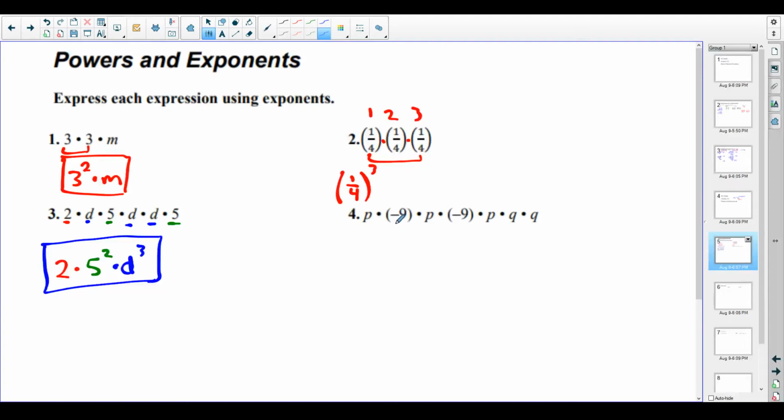Alright, next one. Whole lot of stuff, lots of P's and Q's. So again, we start with our numbers. So we have a -9, we have another -9. So that's -9 to the 2nd power because there's 2 of them. And then since we have 2 different variables, we try to do it alphabetically. So since P comes before Q in the alphabet, we're going to start there. So we have 1, 2, 3 of those. So times P to the 3rd power. And then we count up all of our Q's.